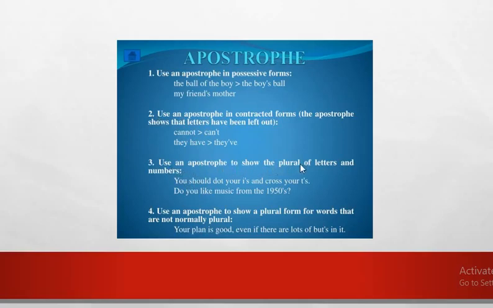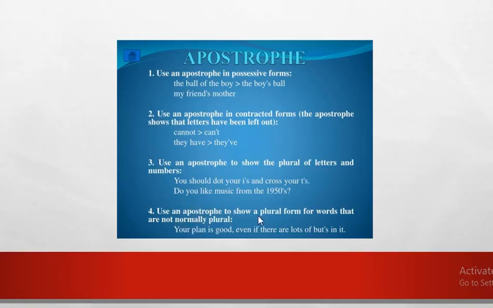Use an apostrophe to show the plural of letters and numbers. You should dot your i's and cross your t's. Do you like music from the 1990s? Here, this apostrophe s, this apostrophe s and this apostrophe s show the plural of letters.